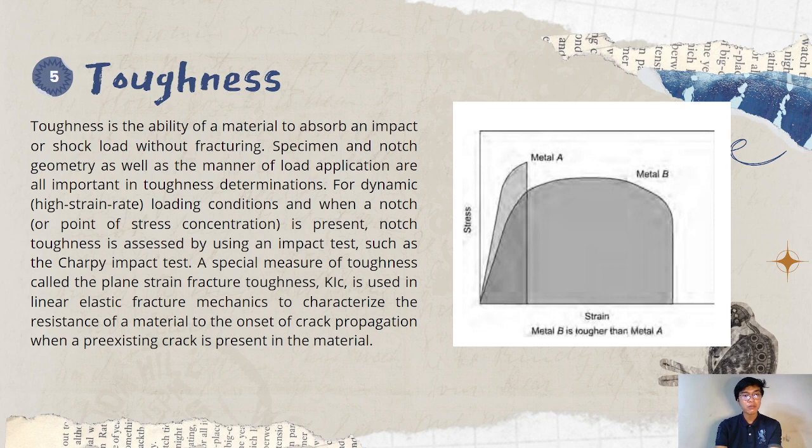A special measure of toughness called the plane strain fracture toughness (KIC) is used in linear elastic fracture mechanics to characterize the resistance of a material to the onset of crack propagation when a pre-existing crack is present in the material. You can see in the picture that metal B is tougher than metal A. This is strain and stress.